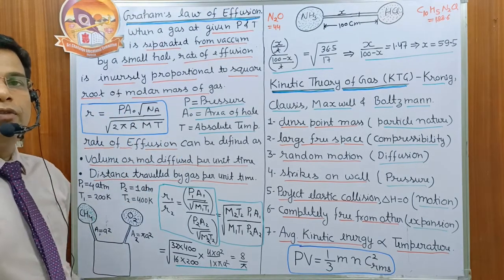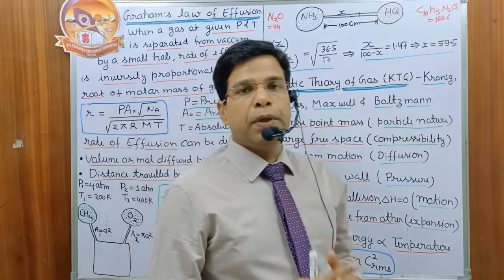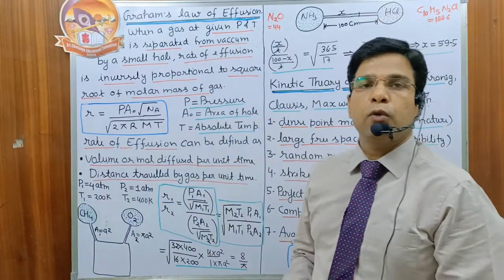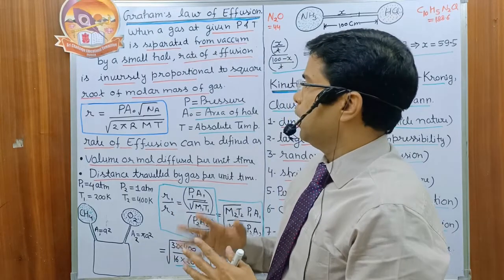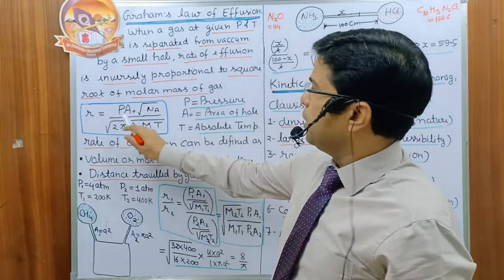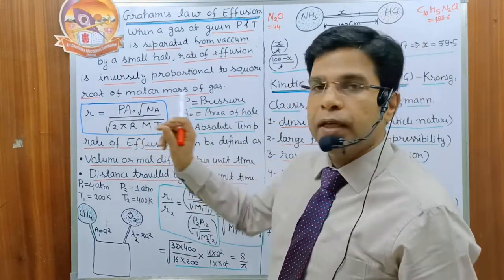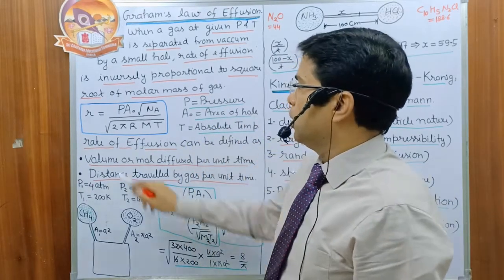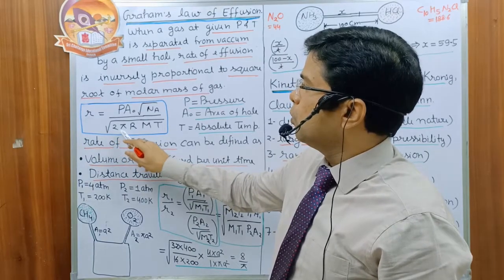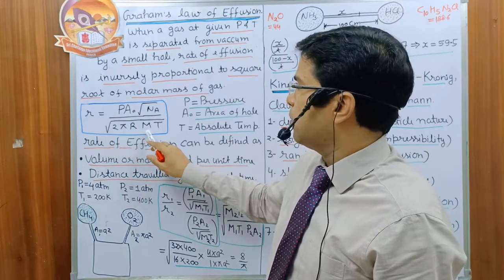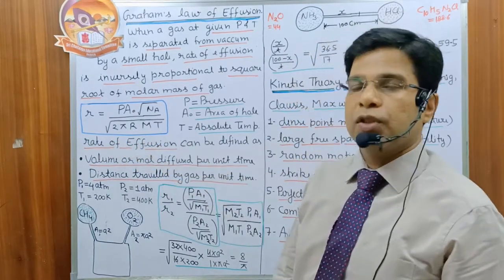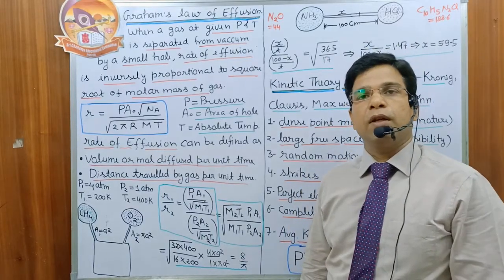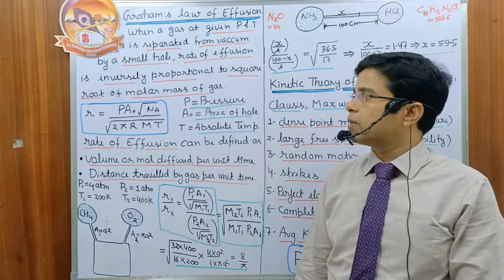And we have a formula: R is equal to PA0 divided by under root 2 pi R M T. Here P is the pressure of the gas, A is the area of the orifice or the small hole, R is the universal gas constant, M is the molar mass, and T is the temperature. This formula is taken from a very reputed book, the Atkins book.